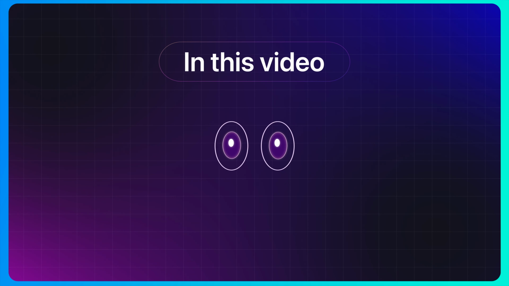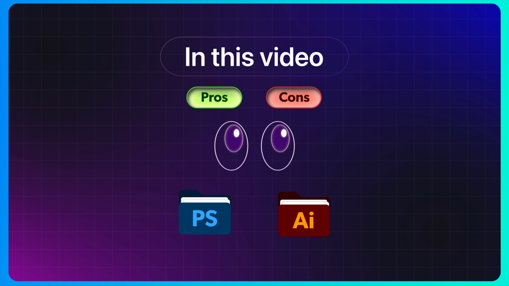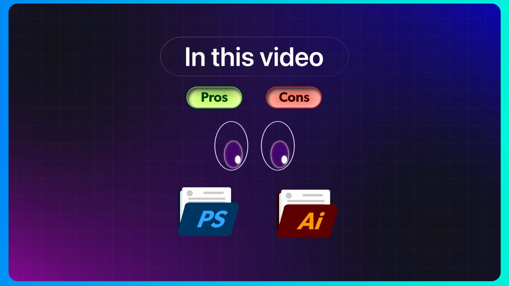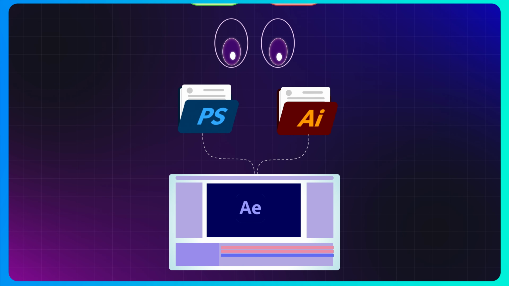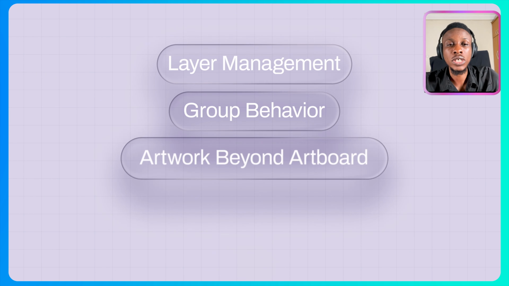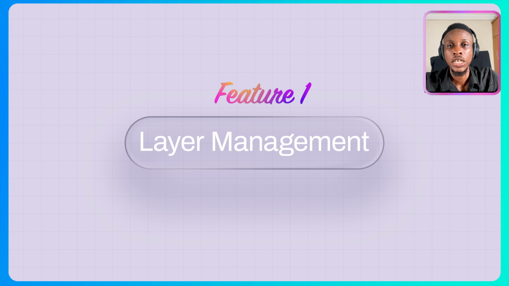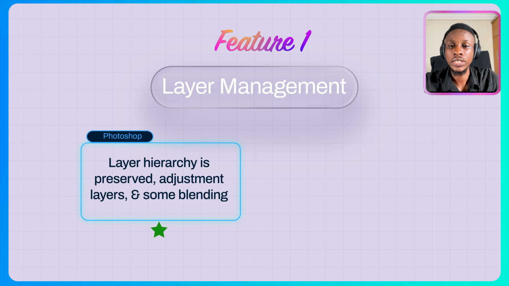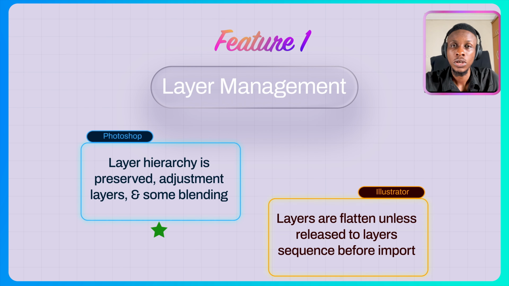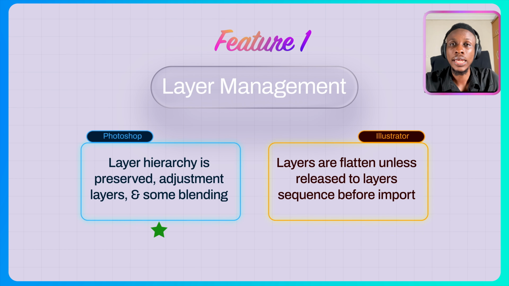In this video, we'll be looking at the pros and cons of working with Photoshop and Illustrator documents in After Effects. For this comparison, we'll be looking at some features, starting with layer management. In Photoshop, the layer hierarchy is preserved, along with adjustment layers and some blending modes. While in Illustrator, layers are flattened unless they are released to layer sequence before importing to After Effects.